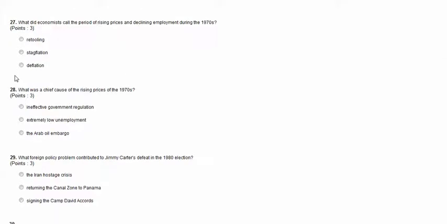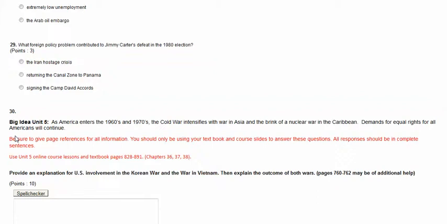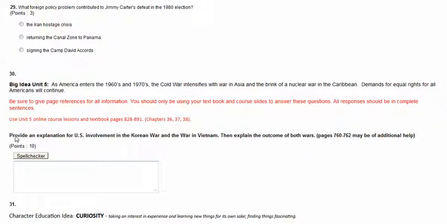Number 27, what did economists call the period of rising prices and declining employment during the 1970s? Retooling, stagflation, or deflation? Number 28, what was a chief cause of the rising prices in the 1970s? Ineffective government regulation, extremely low unemployment, or the Arab oil embargo? Number 29, what foreign policy problem contributed to Jimmy Carter's defeat in the 1980 election? The Iran hostage crisis, returning the Canal Zone to Panama, or signing the Camp David Accords?